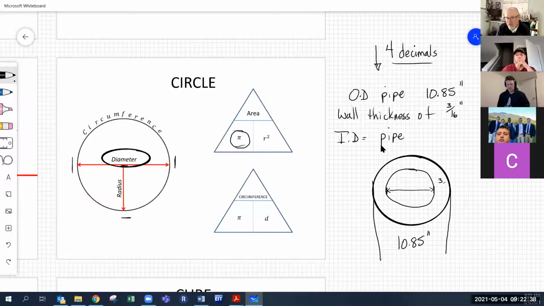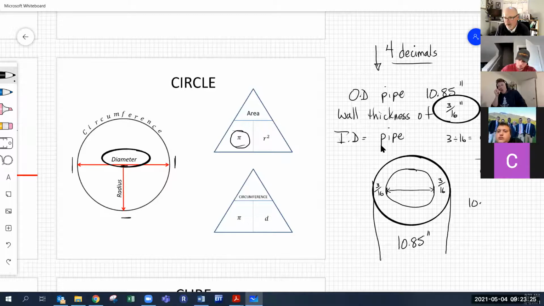But I said that their wall thickness is 3/16, and there are 2 wall thicknesses on a pipe. So I'll take 3 and divide it by 16 just to get this fraction into a decimal, and that will equal 0.1875. And I have 2 of them, so I will times that by 2, and that equals 0.375 inches is my wall thickness.